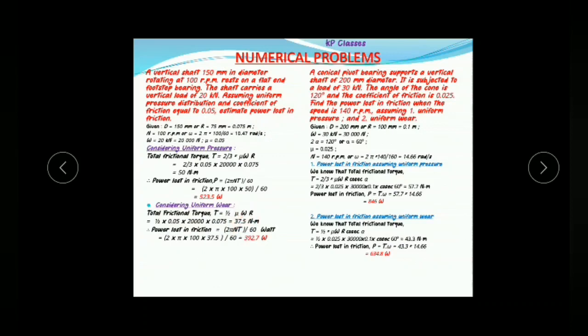If the question also gives uniform wear, then considering uniform wear, total frictional torque, by using the formula T equal to half mu W R, and by putting the corresponding values of mu, W and R, the frictional torque becomes 37.5 Newton meter. Power lost in friction equal to 2 pi n T by 60 equal to 392.7 watt.